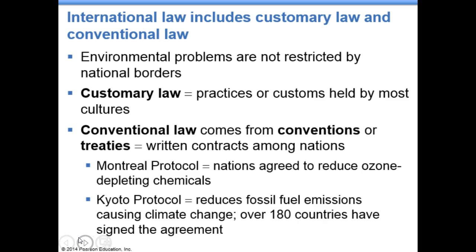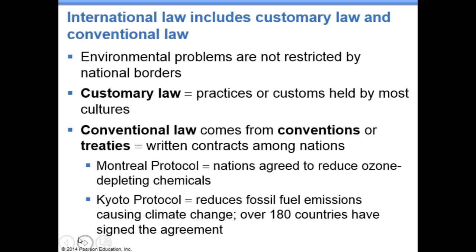So there is an international law that is known as the customary law, and this arises from a long-standing practice or customs that are held in common by most cultures. It is contrasted with an international law known as the conventional law that arises from conventions or treaties. And these have been written contracts among nations into which the nations enter, they sign. One example is the United Nations Framework Convention on Climate Change, which in 1994 was a treaty that established a framework for agreements to reduce greenhouse gas emissions that contributed to the global climate change.